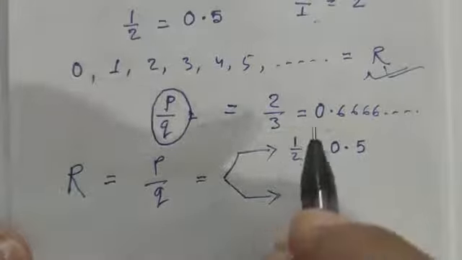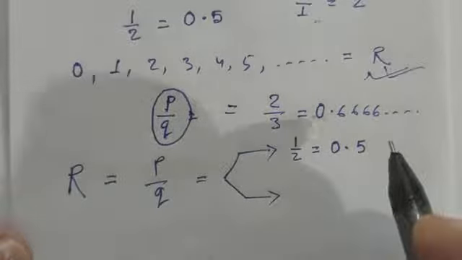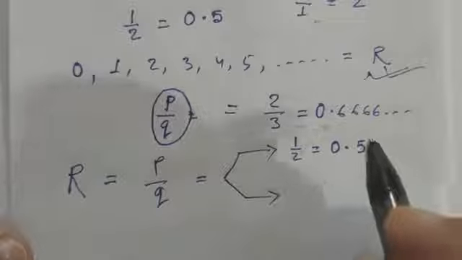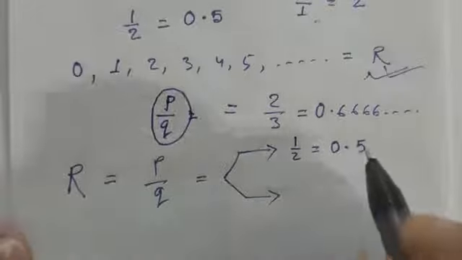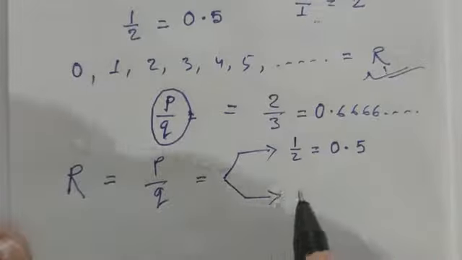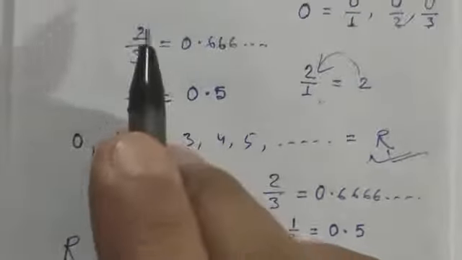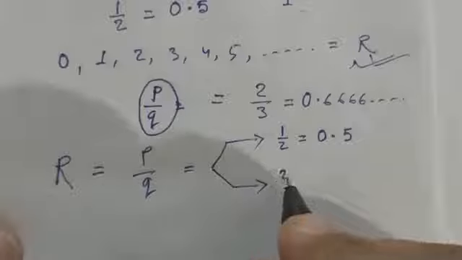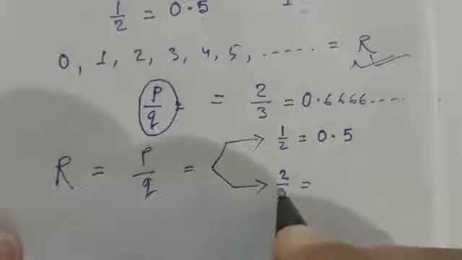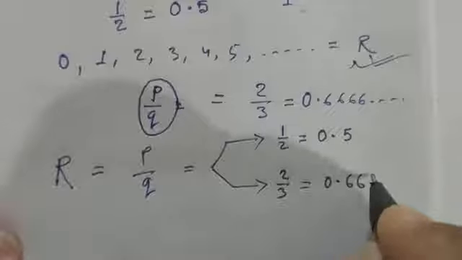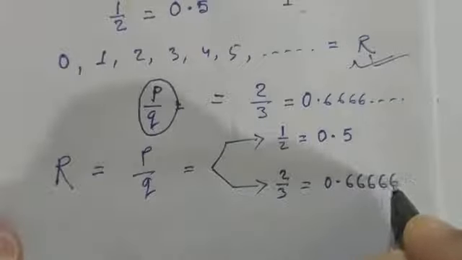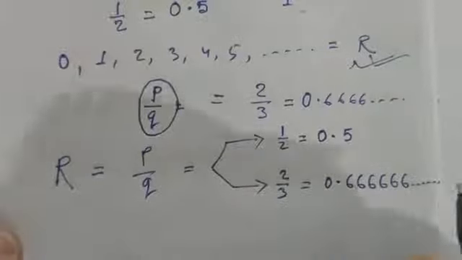That means when you divide it, you will get the remainder 0, and when you get the remainder 0, it will be a terminating decimal expansion. And the other one, that is 2 by 3. When you divide 2 by 3, then you get a repeating digit, that is 6 was repeating. It is never ending, it will go on and on.